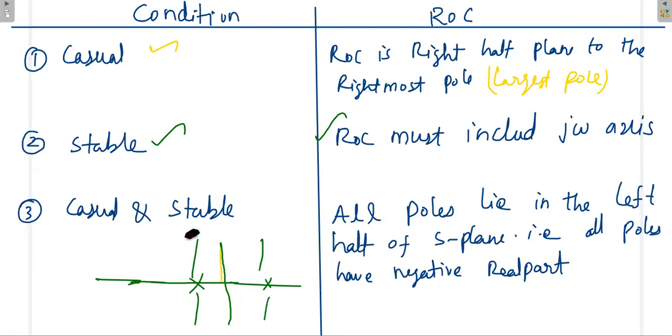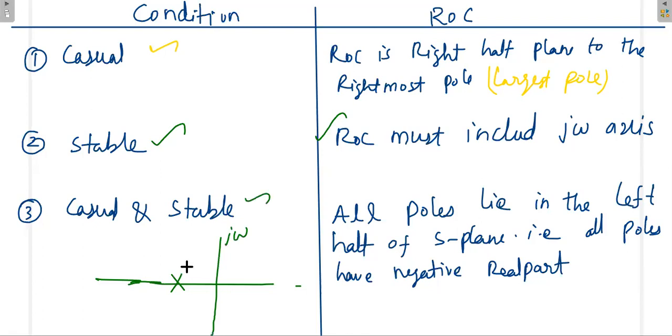Okay, then what is the other possibility? If I place one pole here, and if I go towards the right side, I may include the j omega axis so that I will get the stability. And if I place the other poles on this side, then I am choosing this point. In this case I am satisfying both causality and stability.